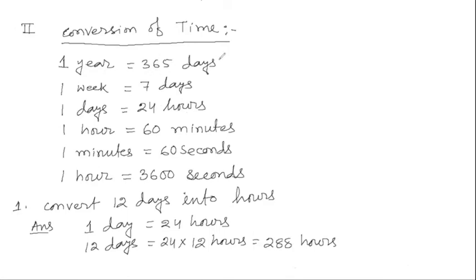You have to remember this table. 1 year equals 365 days, 1 week equals 7 days, 1 day is equal to 24 hours, 1 hour equals 60 minutes, 1 minute equals 60 seconds, and 1 hour equals 3600 seconds. And when converting hour to seconds, you multiply by 3600, and minute to seconds, you multiply by 60. Hour to minutes, you multiply by 60. But when you convert minute to hour or hour to days or days to week, then you divide.